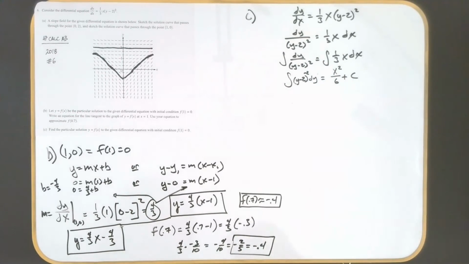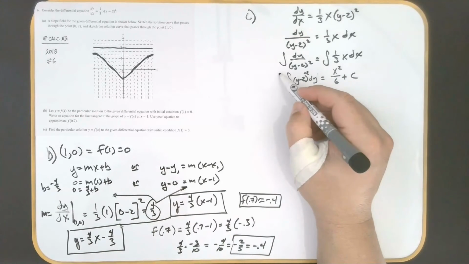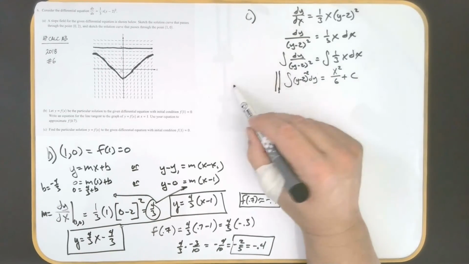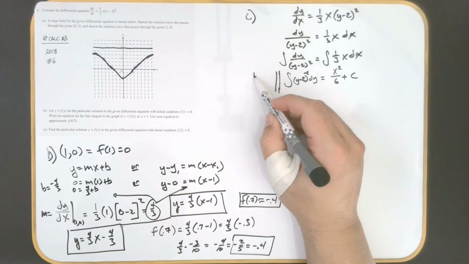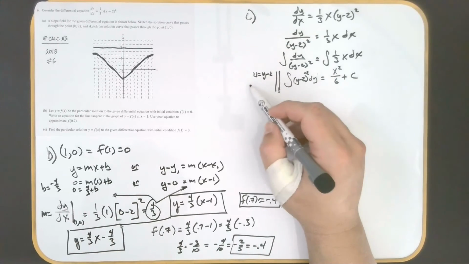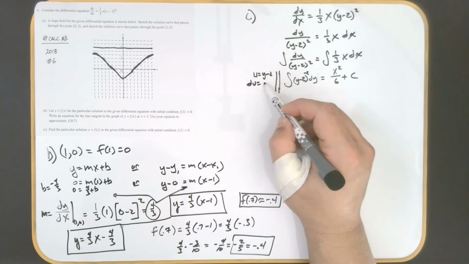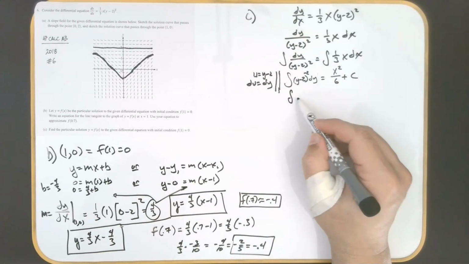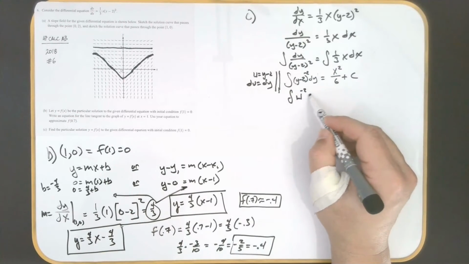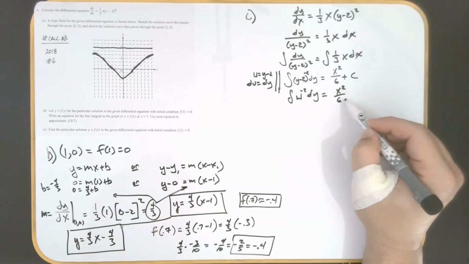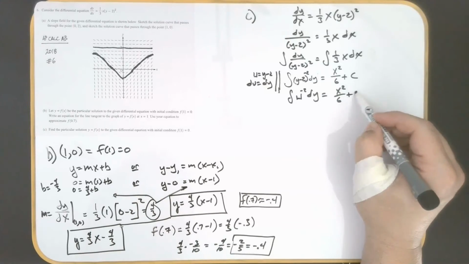Okay. And again, technically if you do u sub, which I know a lot of you don't need to, I'm going to put it here so we don't lose anybody. I'm going to put my u sub to the left here. And if I said, well, I'm going to let u equal y minus 2, that would mean du would equal dy, which is why you can probably do this in your head. But I'm going to write it like this. u to the negative 2 dy is equal to x squared over 6 plus c.